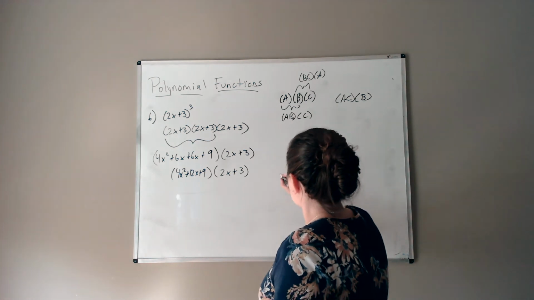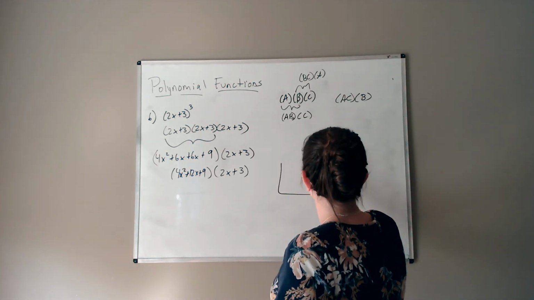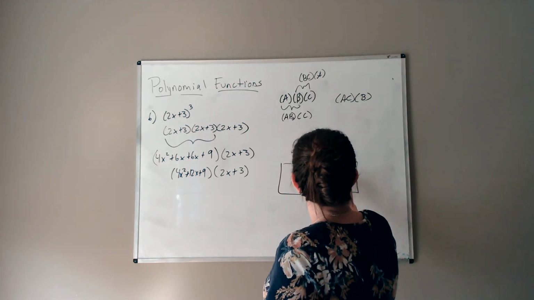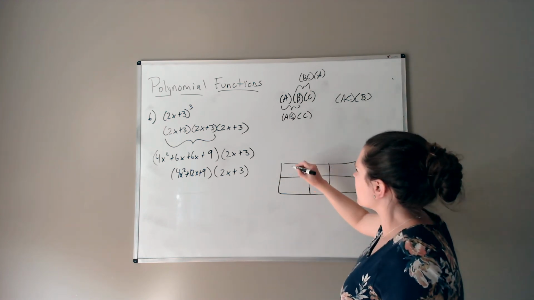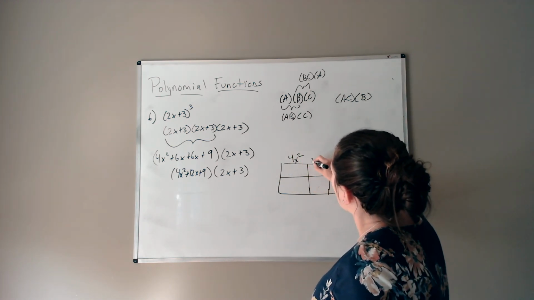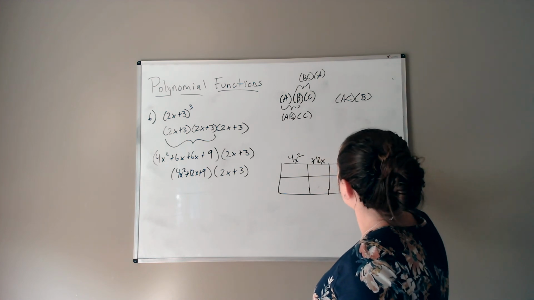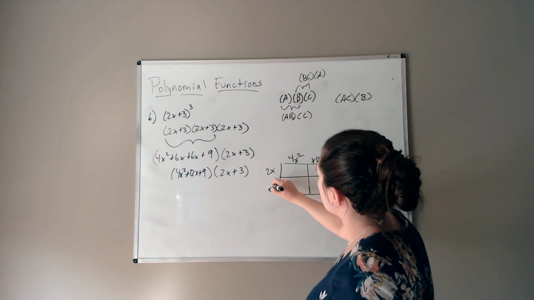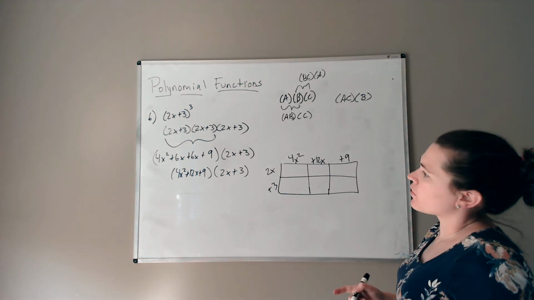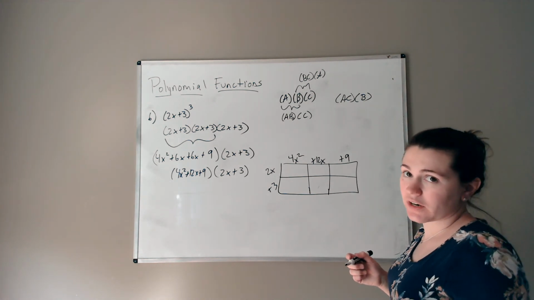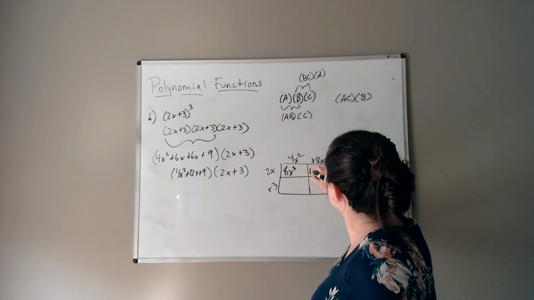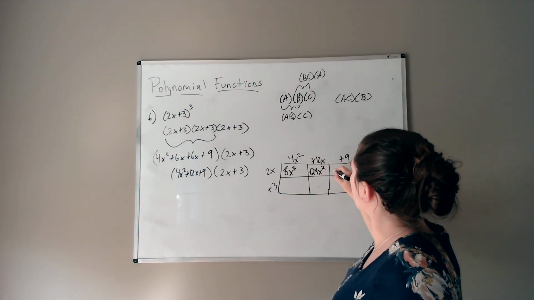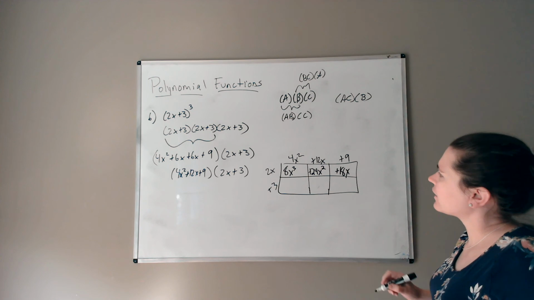I'll use the box method here. Do you have to? No. If you want to just multiply it out, if you feel comfortable, that's perfectly fine. 4x squared plus 12x plus 9, and then 2x plus 3. So 3 terms by 2 terms, we're going to get 6 terms here. That's going to give us 8x to the third plus 24x squared plus 18x.